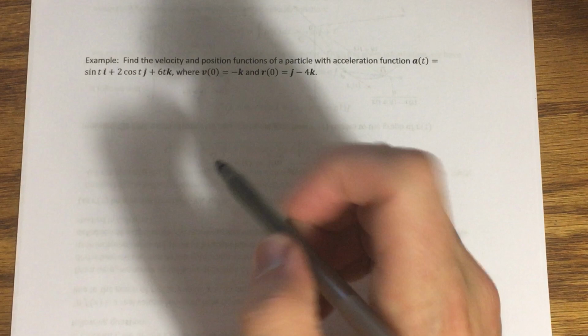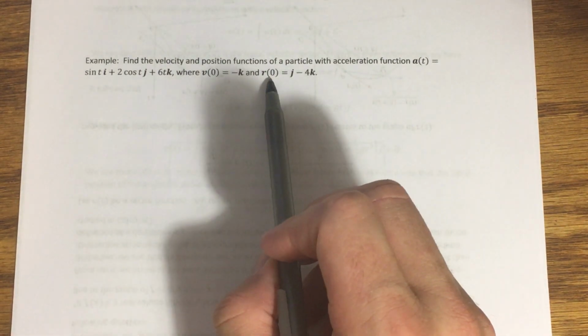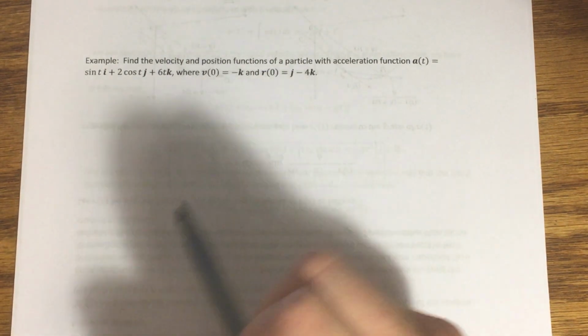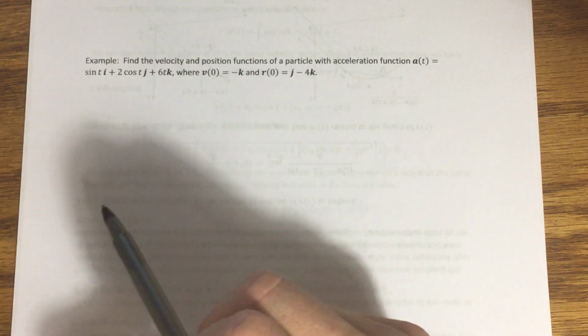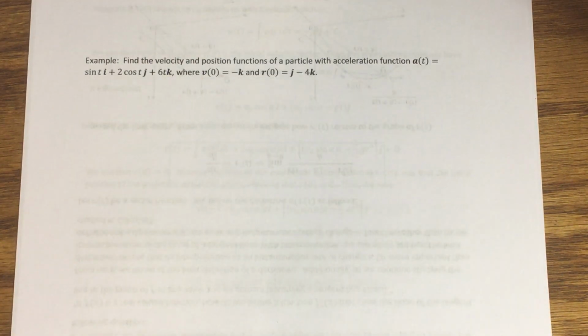And we're also given a little bit more information. We're given initial velocity and initial position. That's what v of 0 and r of 0 would represent. The velocity at time 0 is the initial velocity, and similar for position.